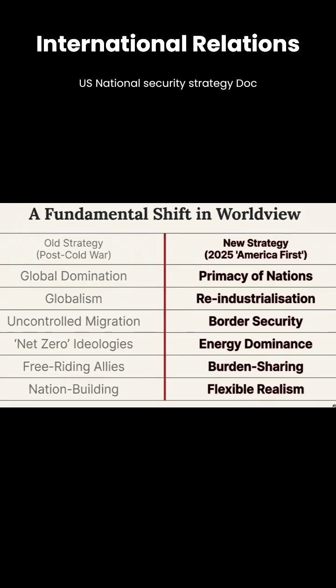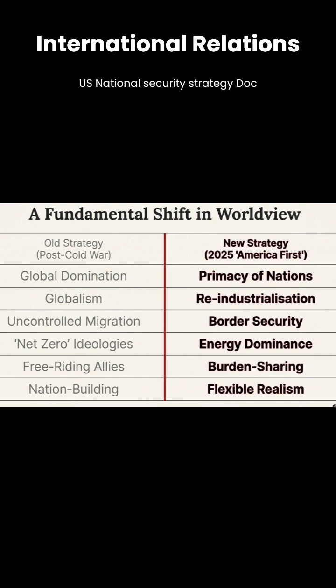Firstly, the old strategy followed global domination. That means wherever a war happened, it wanted to engage with those countries and share its defense capabilities with them. And US taxpayers' money was wasted on this purpose. So now it wants to adopt a new strategy called primacy of nations. That means it only gets into global affairs that threaten the American culture, American economy, and American territory.